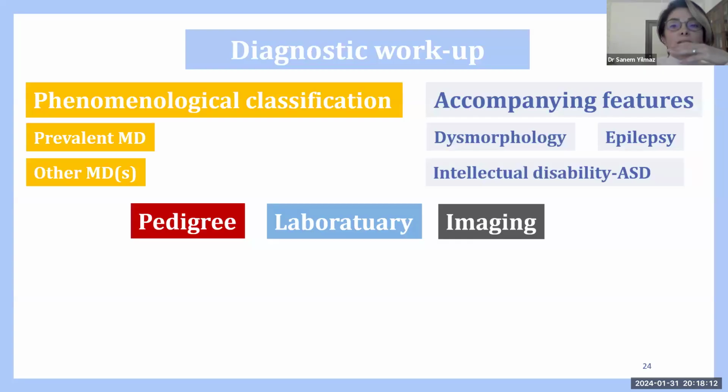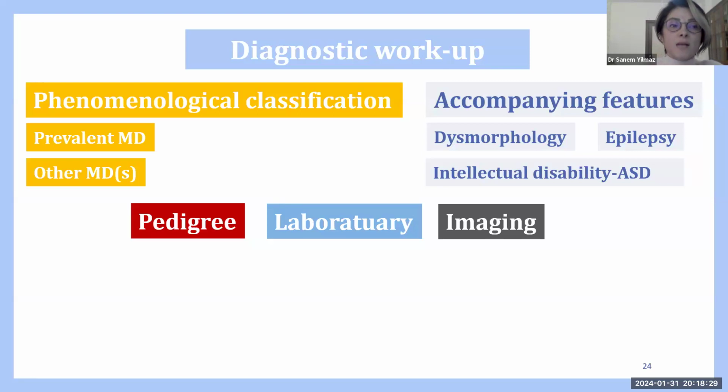For summary, the diagnostic workup includes the phenomenological classification by providing the prevalent movement disorder and the accompanying movement disorders, and other features including dysmorphology, epilepsy, intellectual disability, and autistic spectrum disorders.